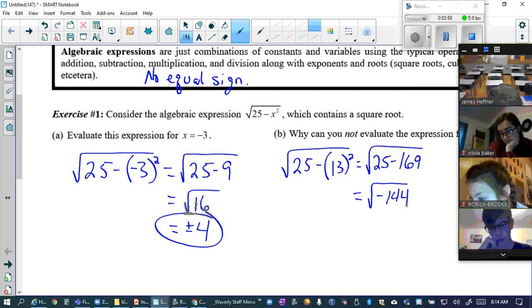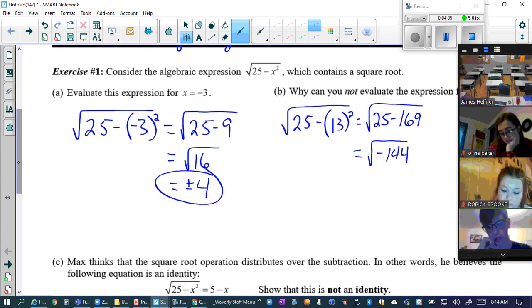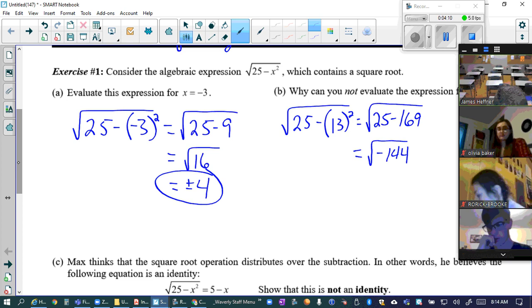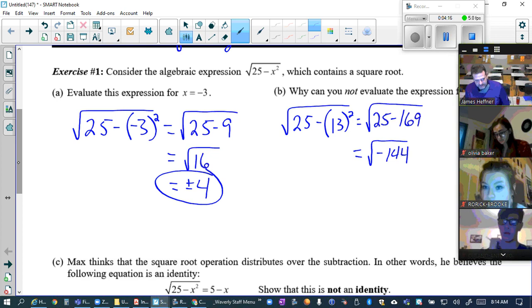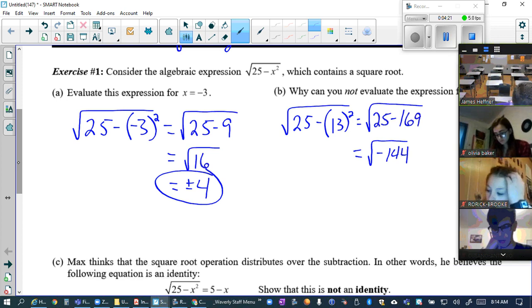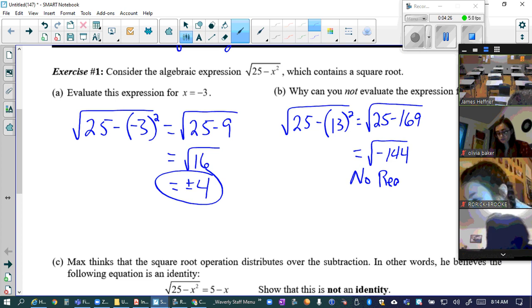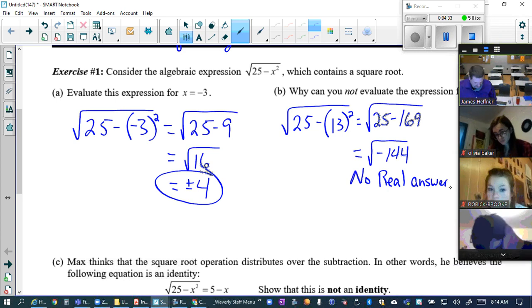And then 25 minus 169 is negative 144. Anybody know the square root of negative 144? You can't, right. You cannot take the square root of a negative number, only in the real number system, okay? You've got the real numbers, whole numbers, integer sets. In the real number system, you cannot take the square root of a negative, so there's no real answer here. And by real, I mean in the real number system.